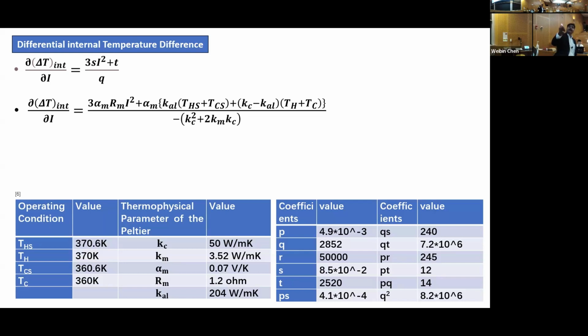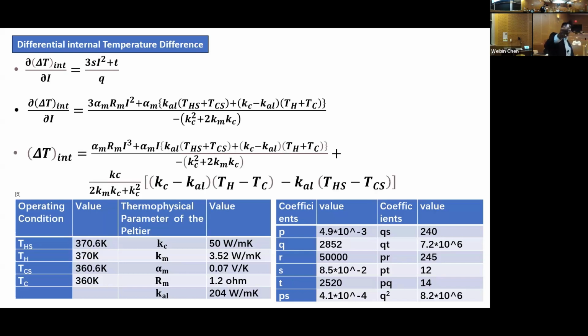And when we differentiate this part, so many coefficients will come, P, Q, all those things, and I need to neglect some terms to come to this part. When I come to the internal temperature difference, it comes like this. This is a third order system. To analyze a third order system is very difficult.